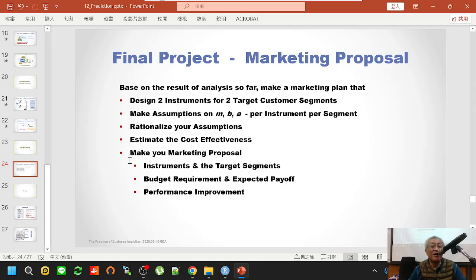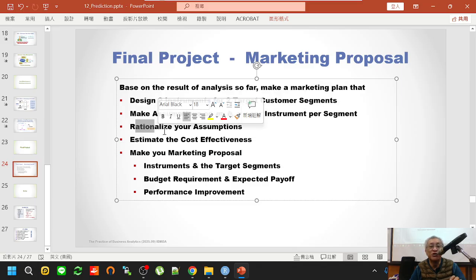So I will basically give you the simulation tool, right? I want you to use the tool. I don't want you to spend too much time doing programming. I want you to use the tool to make the marketing proposal, right? And in that proposal, you need to make assumptions by setting the MBA of the marketing instrument, and you need to rationalize why you set the MBA that way, right? Then you need to make your business proposal, and in that proposal you need to specify your instrument, your target segment, and why the instrument applied to that target segment will have that MBA, right? You need to explain that.